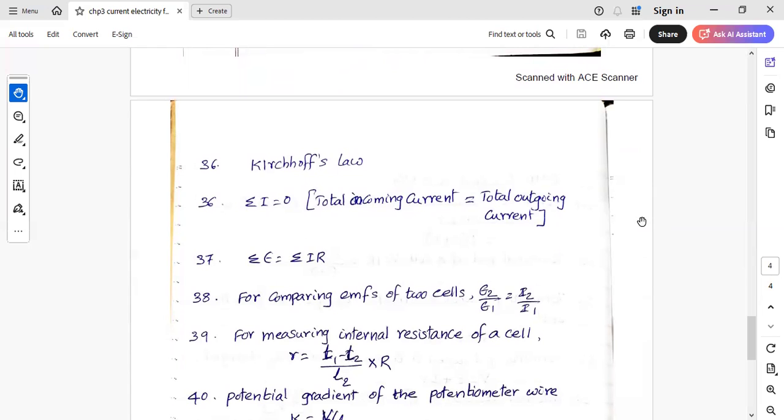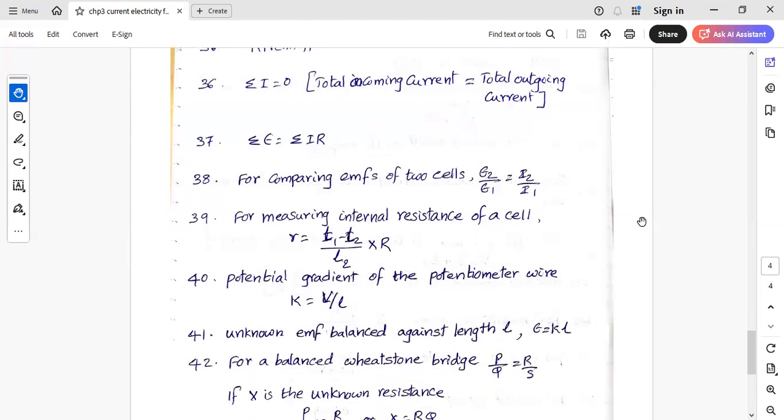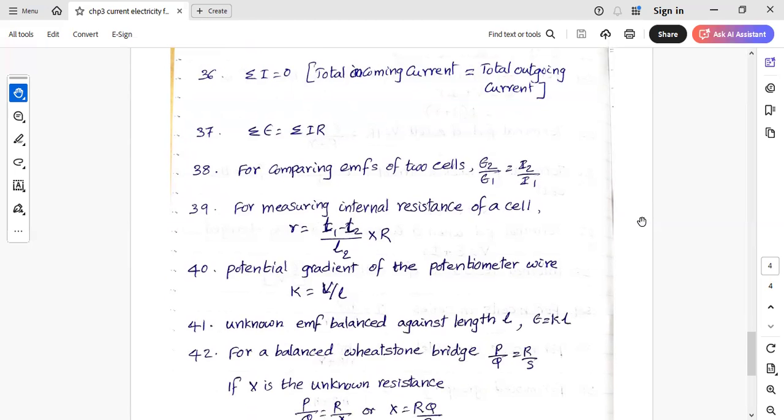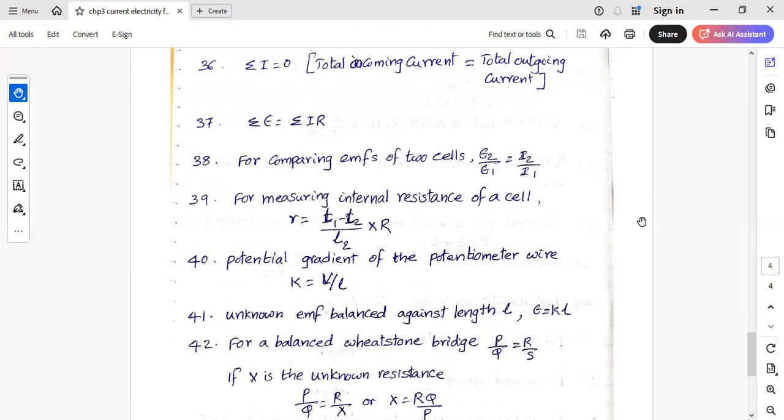Kirchhoff's laws: sigma I is equal to 0, total incoming current is equal to total outgoing current. Sigma epsilon is equal to sigma IR. For comparing EMFs of two cells, epsilon 2 by epsilon 1 is equal to l2 by l1. For measuring internal resistance of a cell, r is equal to l1 minus l2 by l2 into R. Potential gradient of the potentiometer wire K is equal to V by L. Unknown EMF balanced against length l, epsilon is equal to K into l.